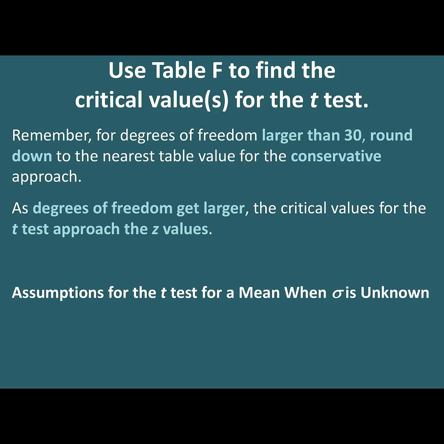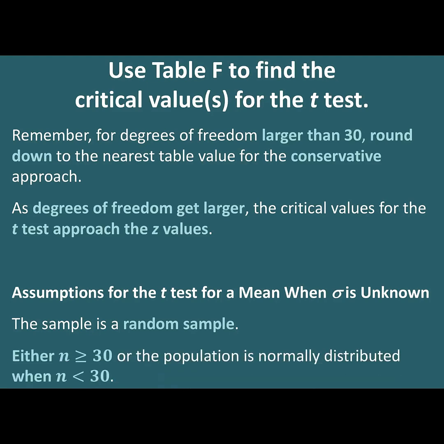Here are some assumptions for the t-test for a mean when sigma is unknown. First, the sample is a random sample. And second, either n is greater than or equal to 30, or the population is normally distributed when n is less than 30. Again, these are assumptions that you can make for the t-test for a mean when sigma is unknown.